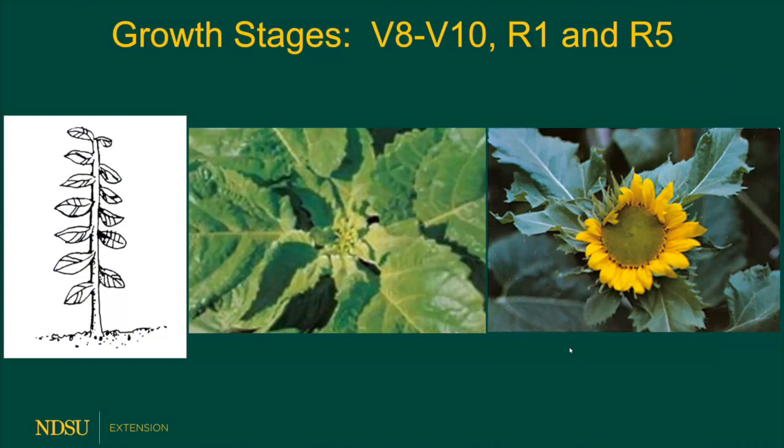To talk about timings first, we looked at 3 different growth stages. So we looked at this kind of V8, V10. We looked at R1, which is budding, and we looked at R5, which is bloom. These were our targets to try to identify what timing was really optimal.